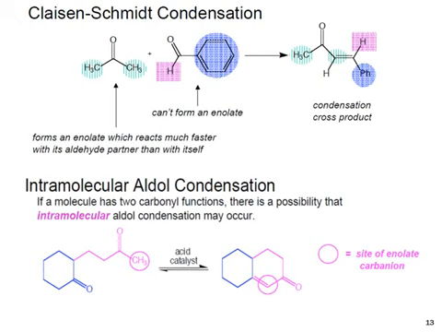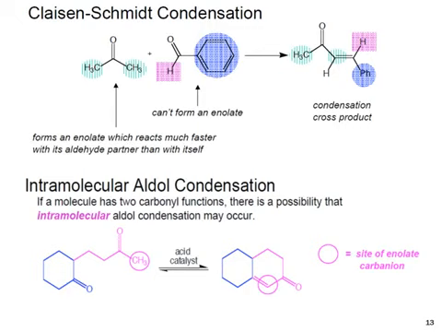Claisen-Schmidt condensation is the intermolecular condensation. In this case, a methyl of the acetone loses a proton to the base, and this carbon attacks the carbon of the benzaldehyde, and this is the final product with the removal of a water molecule. And the next example is the intramolecular aldol condensation, meaning the aldol condensation occurs within the molecule.